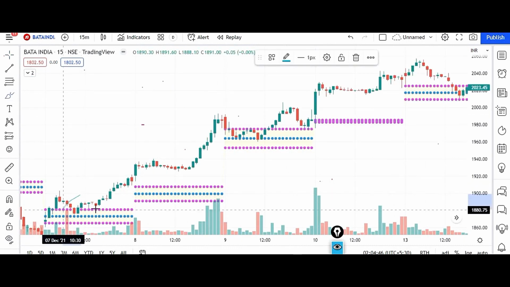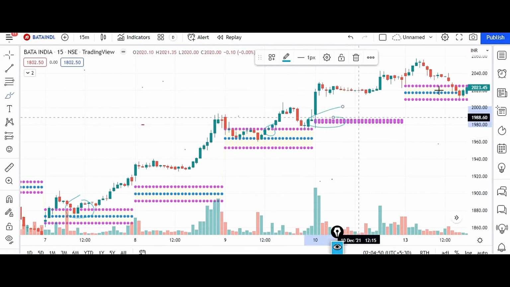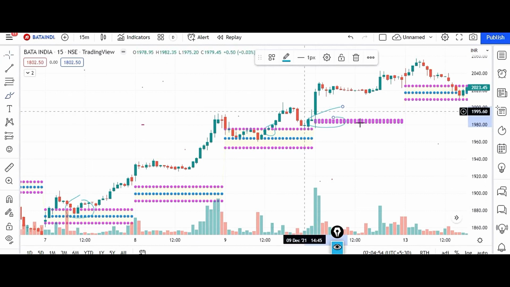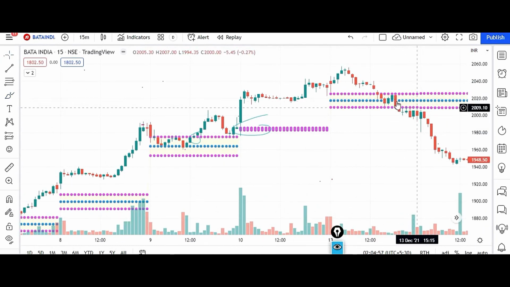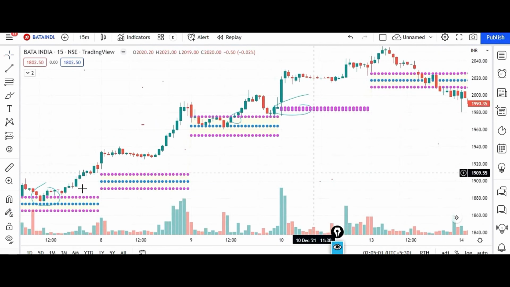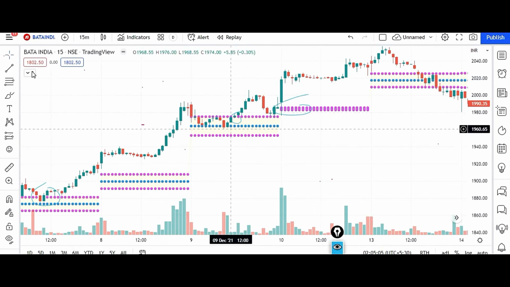Here it gave a buy opportunity, again here you can enter, here you can enter. If it breaches this level, you can exit. If you entered here, you exit your trade when it reaches this level. When you take a positional trade, you will gain huge profit. You exit here only.